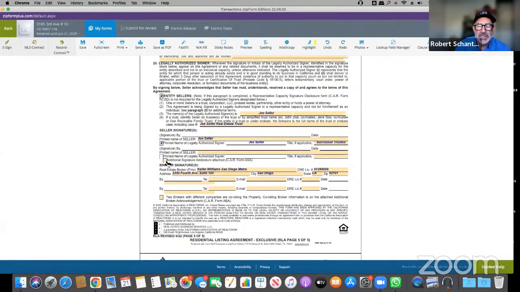Right here is the additional signature addendum. Let's say you have more than 2 sellers, because there's only 2 sections for sellers to input their name. But what Mark recommends, you either use the form ASA or you can actually put, let's say you have 3 sellers, you could do it this way. Try to squeeze them in. It makes it a little easier.